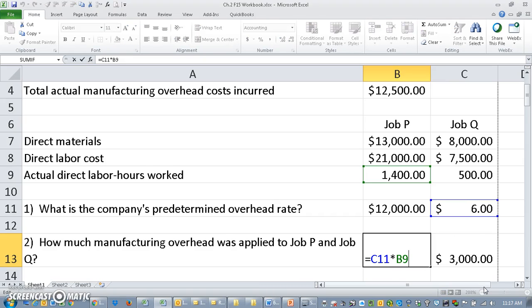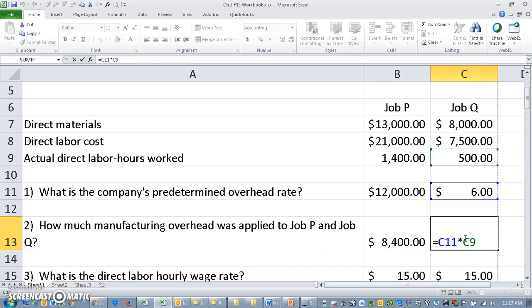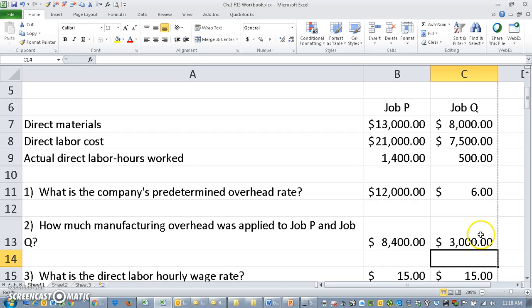So we know that $6 is our predetermined overhead rate. We'll multiply that times the number of labor hours worked for job P, and that gets us 1,400 labor hours times the $6, gives us a net result of $8,400 for job P. For job Q, it's the 500 hours times the $6 predetermined overhead rate. That gives us a result of $3,000 in manufacturing overhead that's allocated to that job.